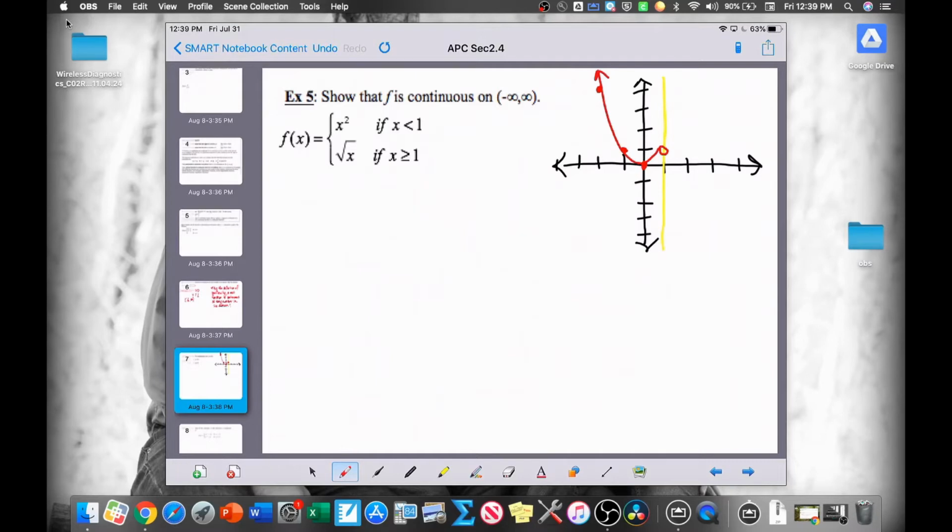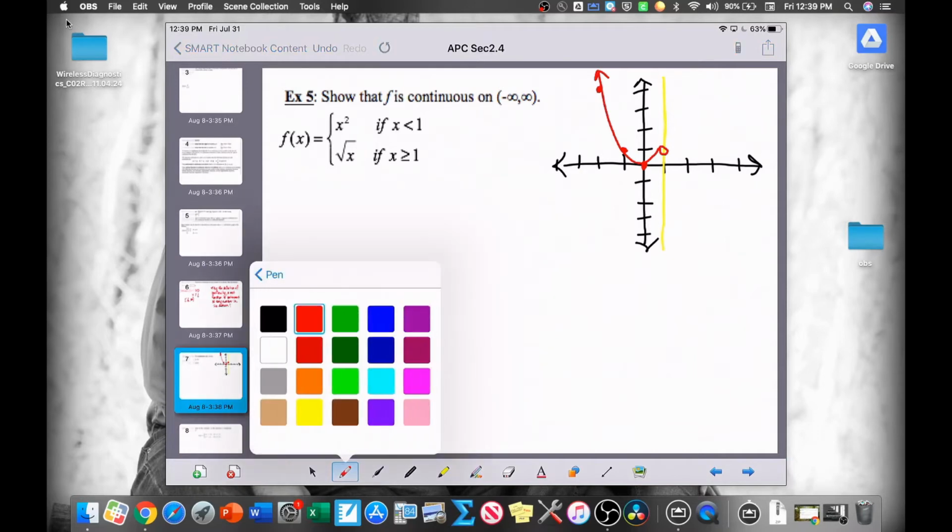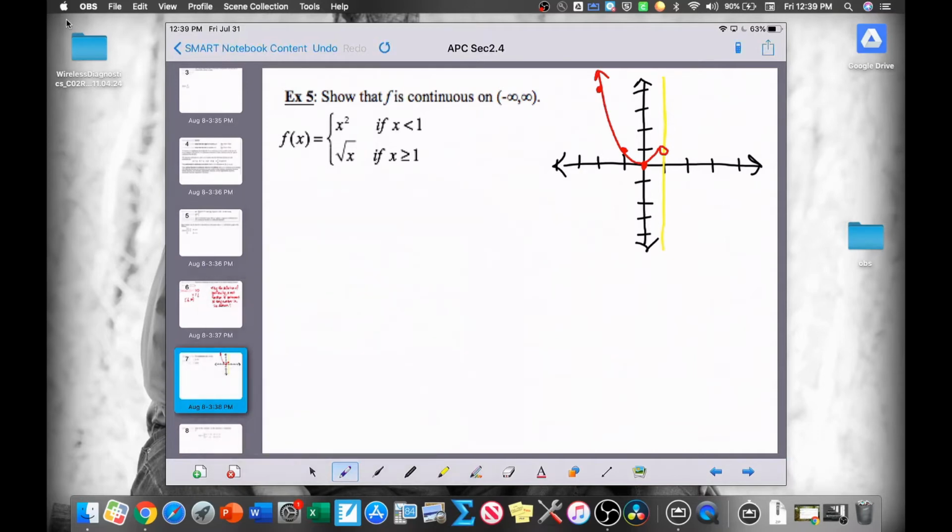Then on the right-hand side, where x is greater than or equal to 1, I have the square root of x, which I know the square root of x looks kind of like a sideways parabola, just the top half of it. So it starts at 0, 0. That's its first point. However, that's not going to be in the domain of the function because it's for values of x that are greater than or equal to 1. The next point would be 1, 1. So the next point would be right there. And then I'd have a point at 4, 2. And if I continued, I'd have a point at 9, 3, so on and so forth.